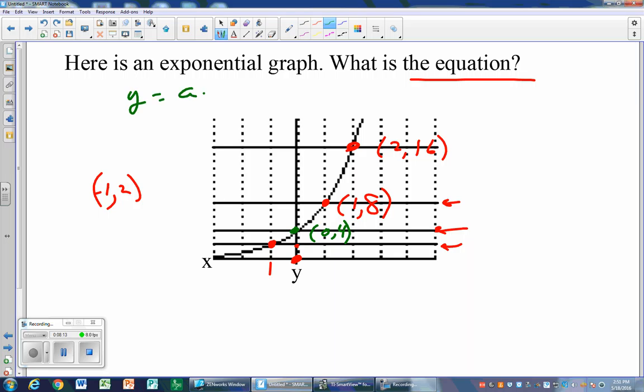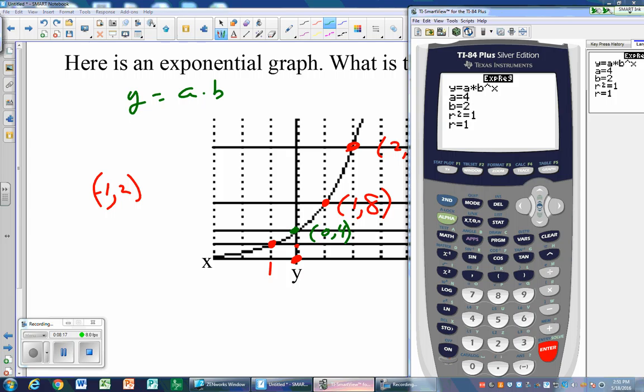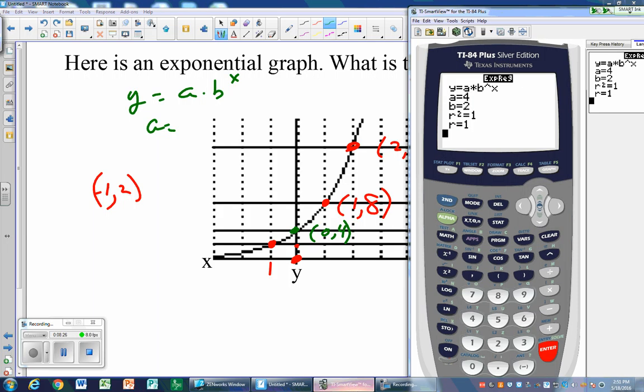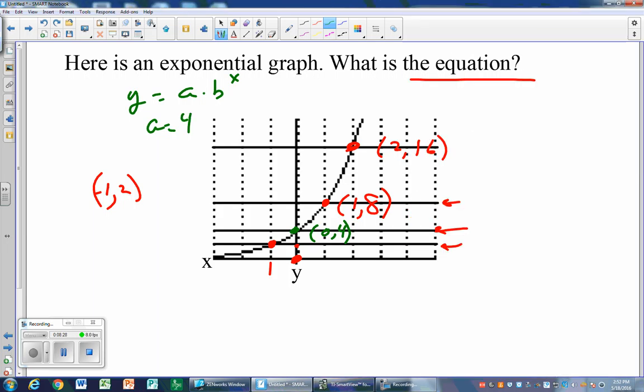Y equals a b to the x. And then a equaled 4, b equaled 2 times 2 to the x. It didn't tell me what x was, but it told me what a and b were. Of course it didn't tell me what x was. X is the variable. I shouldn't have written a there. There's a y.